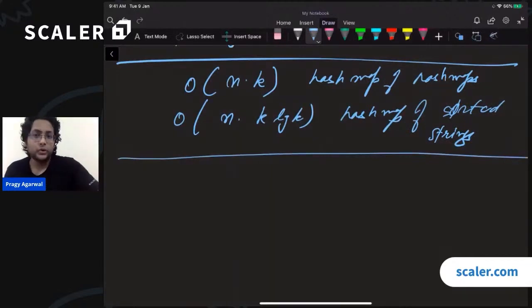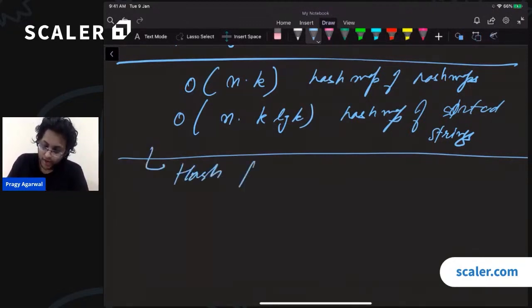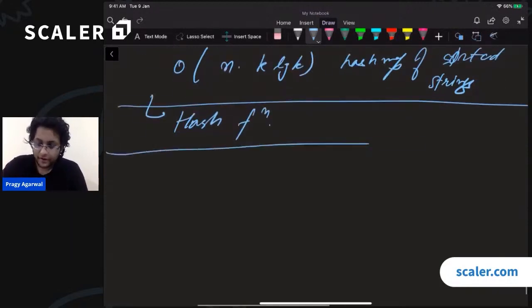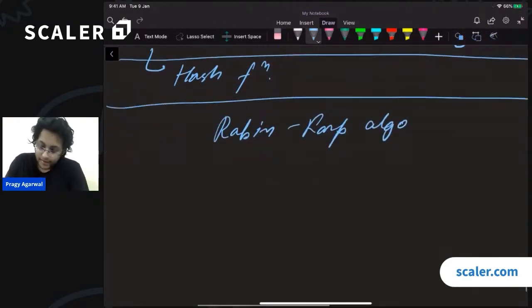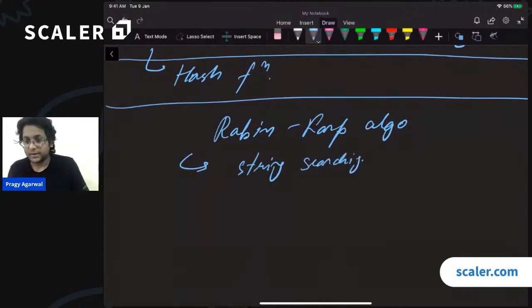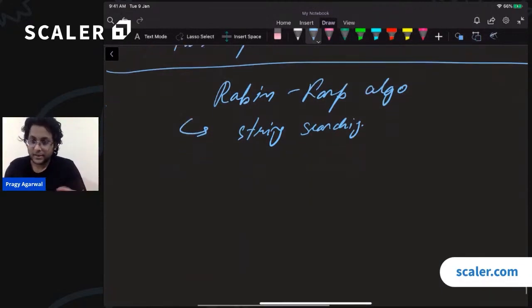All right, now let us move on to the Rabin-Karp algorithm. So far, in both the questions that we have seen, we were trying to come up with our own hash function so that we could simplify our life. Now, the Rabin-Karp algorithm is another such algorithm. It is basically used for string searching. So let us quickly define what the string searching problem is. The string searching problem is very simple.